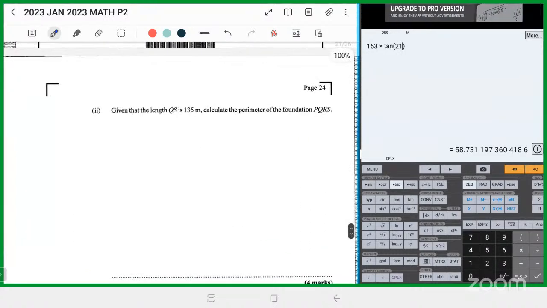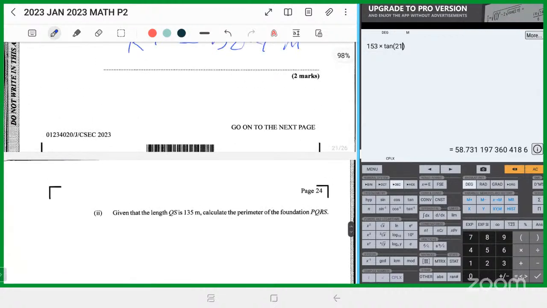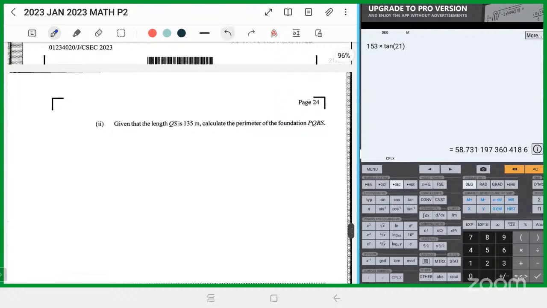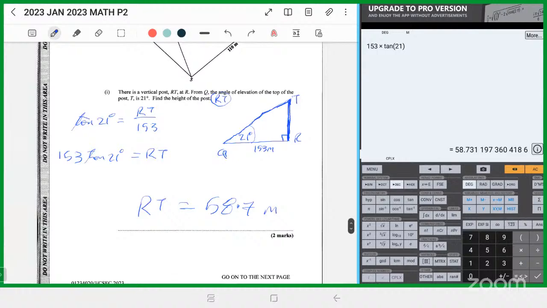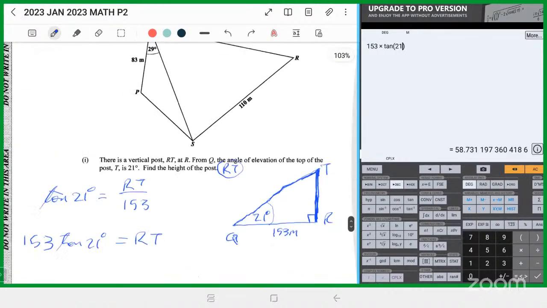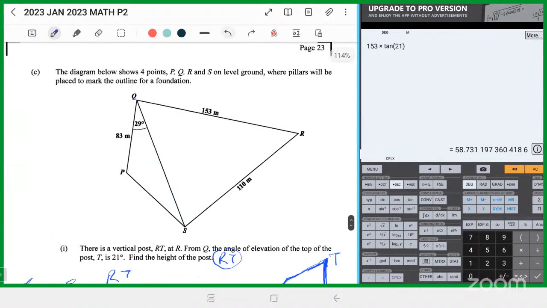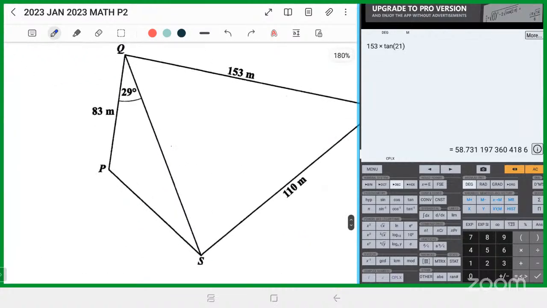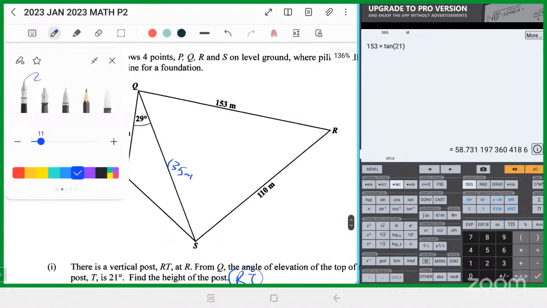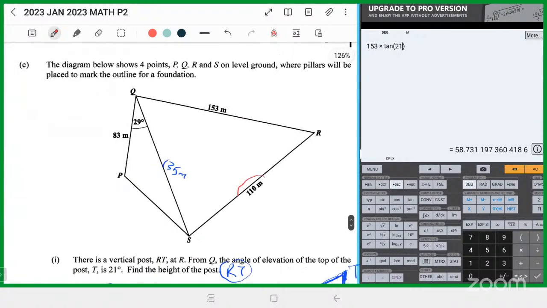Given that the length of QS is 135 meters, calculate the perimeter of the foundation. The perimeter of the foundation is the distance around the foundation, right? It's telling us that QS is 135 meters. Let's put that on the diagram. The perimeter is the distance around the shape: this plus this plus this.